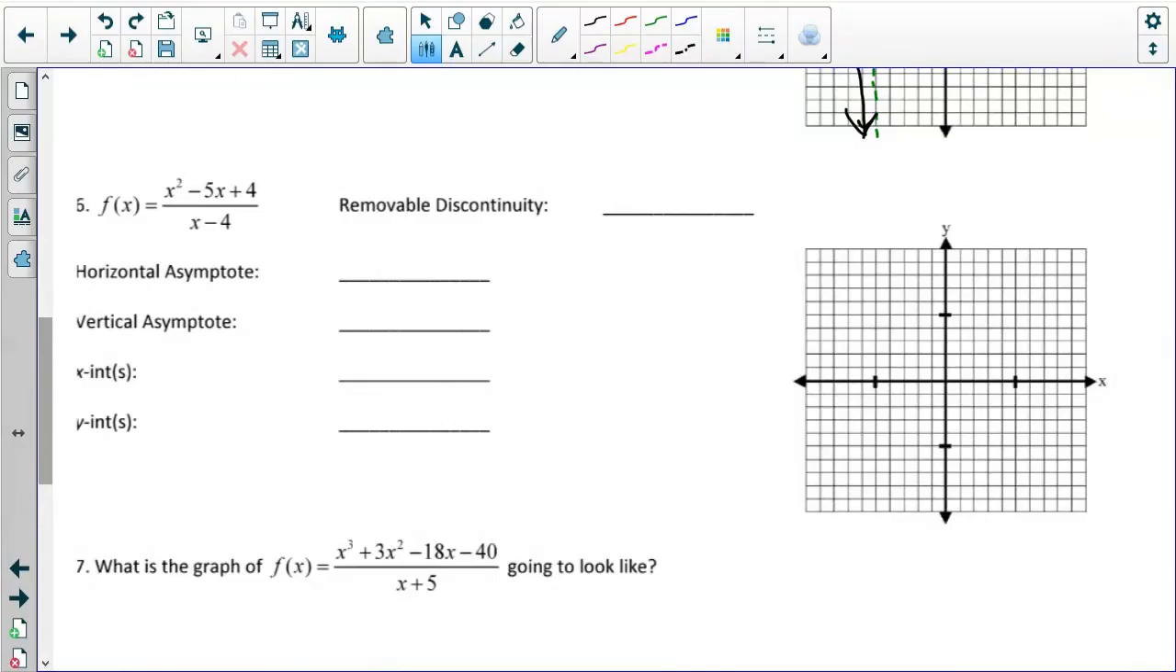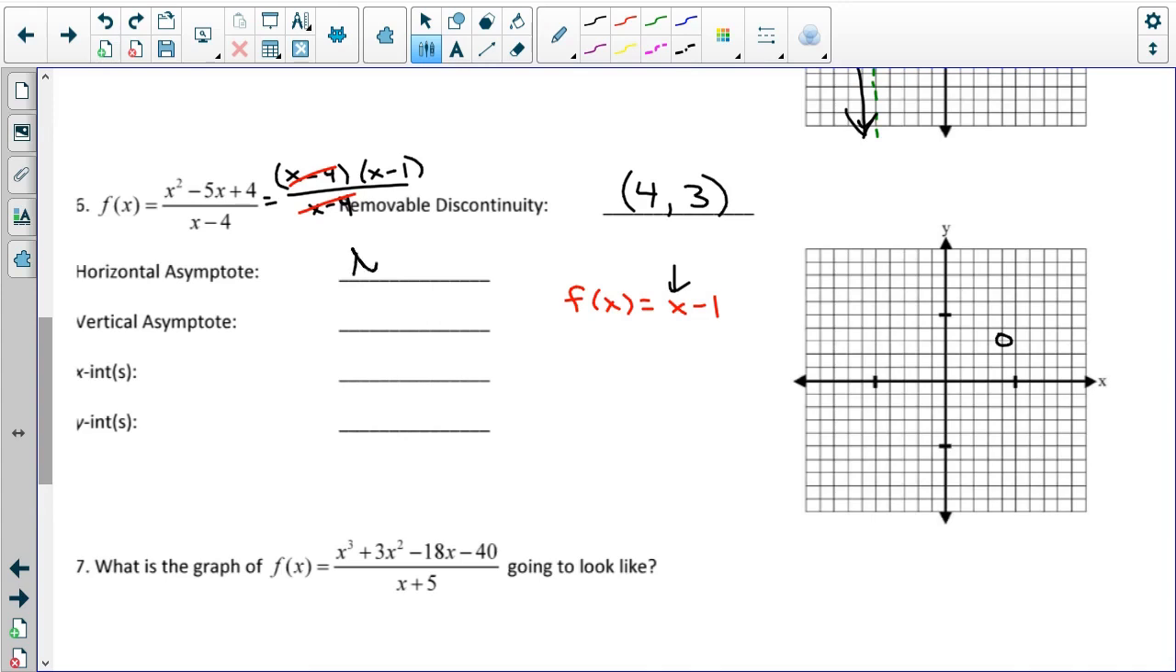Problem 6, if I factor the numerator, I end up with x minus 4 times x minus 1 over x minus 4. So notice the x minus 4's cancel. So I end up with f of x equals x minus 1. Well, that kind of looks like a line. It actually is exactly a line. The only difference is at x equals 4, I have a hole. So I have a removable discontinuity at 4 comma 3. So if I substituted 4 into this equation, I would have a hole at 4 comma 3.